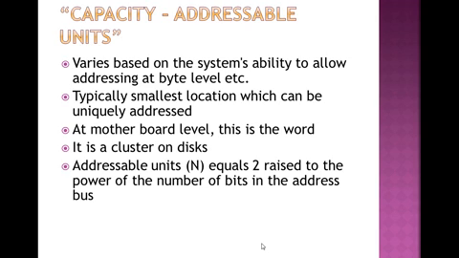The next point says addressable unit, that is N equals 2 raised to the power of the number of bits in the address bus. When we are calculating the capacity, it is calculated using 2 power the number of bits. Suppose a 32-bit processor is used, then it can address a maximum of 2 power 32 addresses. That is, the capacity is determined using 2 power the number of bits. Suppose a processor uses 16 bits, then the maximum capacity is 2 power 16. That is your addressable unit.